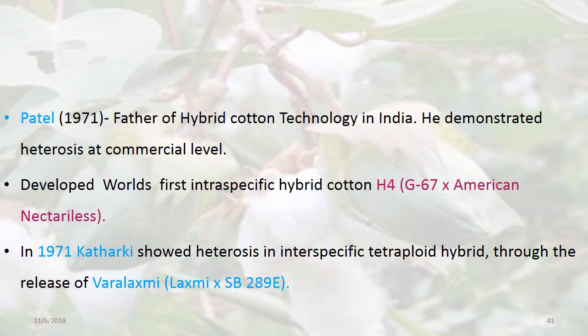Patel in 1971, he is the father of hybrid cotton technology in India. He demonstrated heterosis at commercial level. He developed the world's first interspecific hybrid in cotton, H4, that is a cross between Gujarat 67 × American nectarless. In 1971, Katarki showed heterosis in interspecific tetraploid hybrid through the release of Varalaxmi, that is a cross between Laxmi × SB289E.